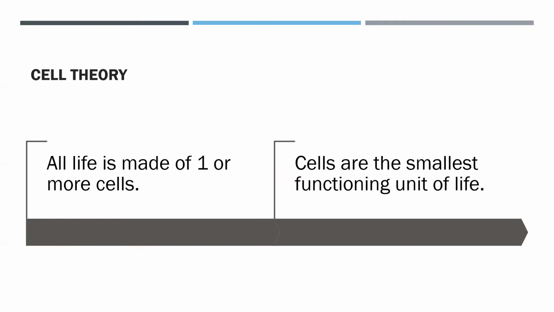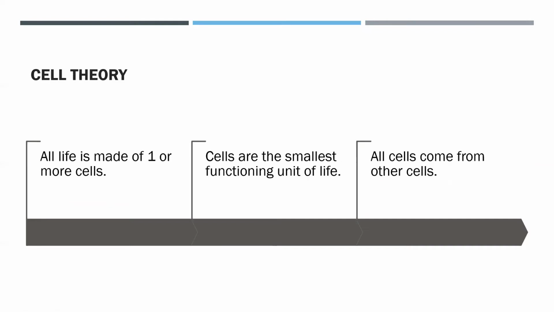Cells are the smallest functioning unit of life. If you look at parts of a cell, they do not carry out all of the functions of life on their own. They need to work together in order to function. Cells can function on their own.